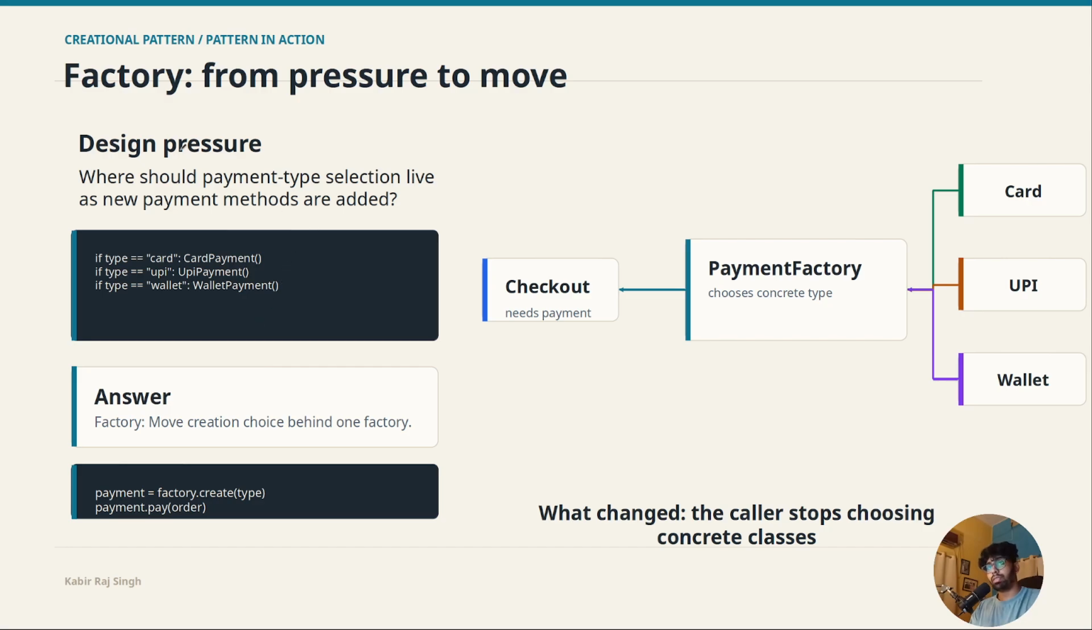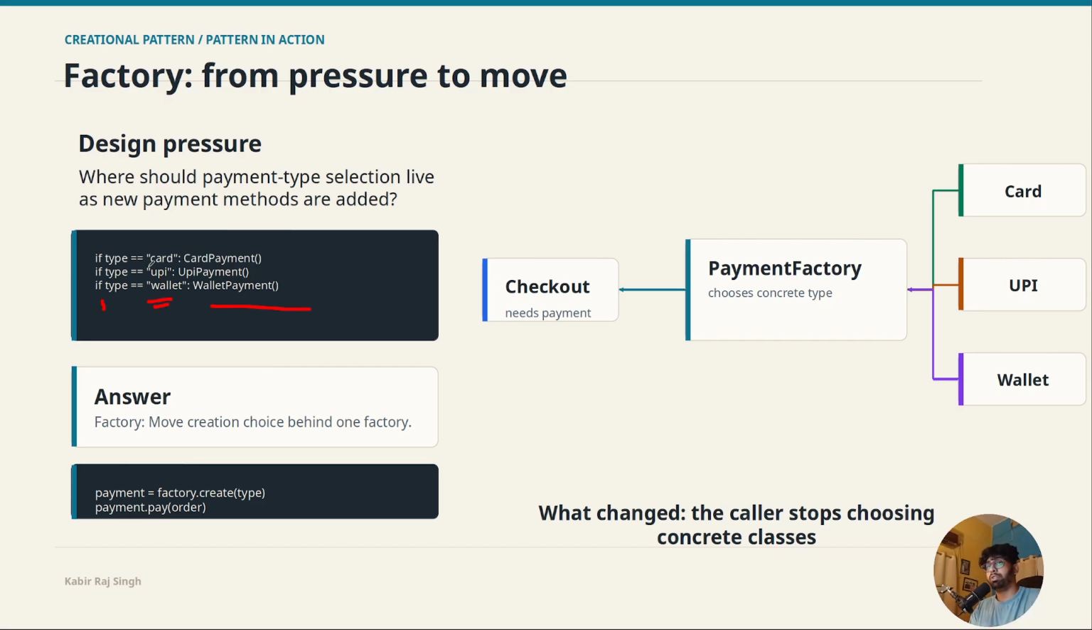So basically in factory, the pressure is: where should payment type selection live as new payment methods are added? You can do one thing, for example, if you want to create a new object, you have a payment object on the left, and then an equal to, and then you give a name for whatever type of child object you want. So you can write a logic like if the type is equal to card, go to card payment.